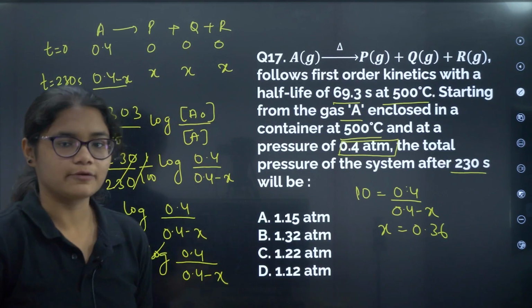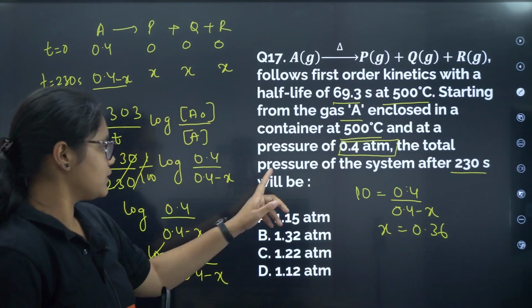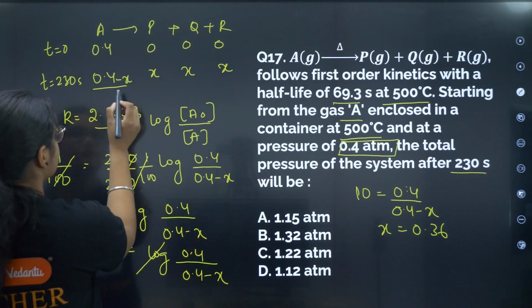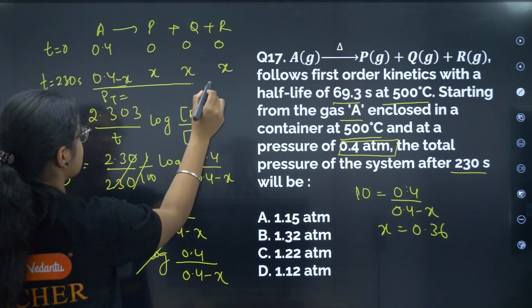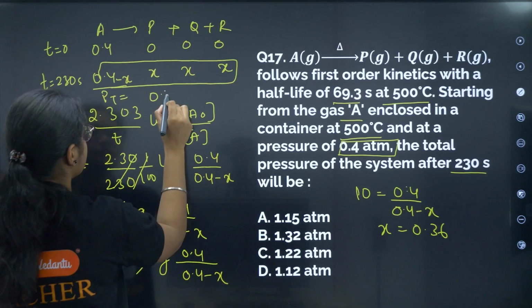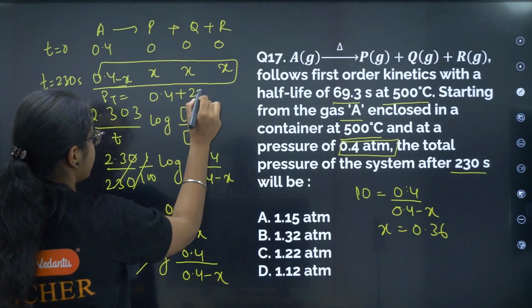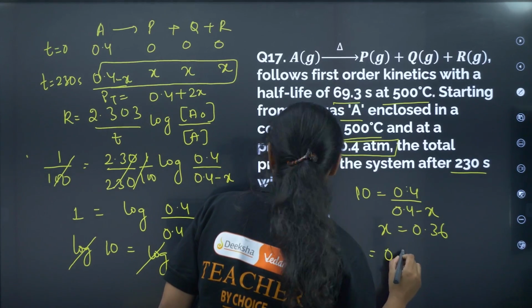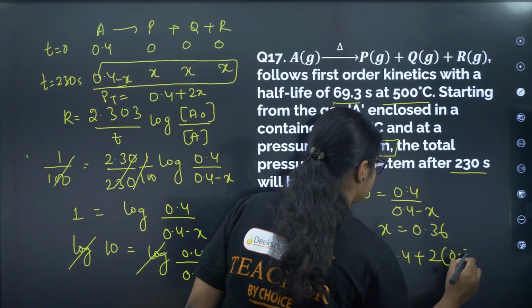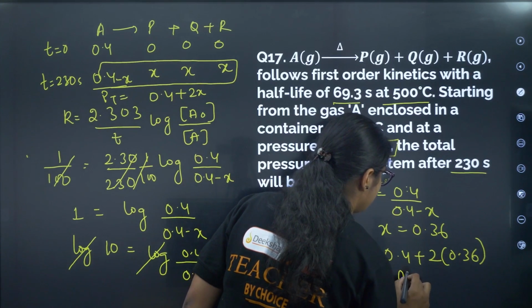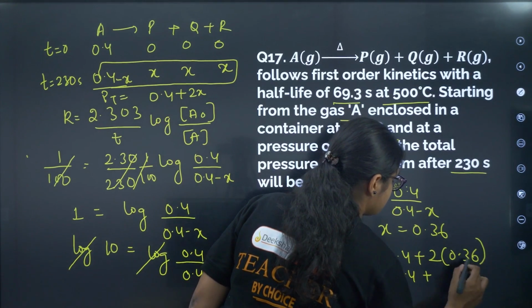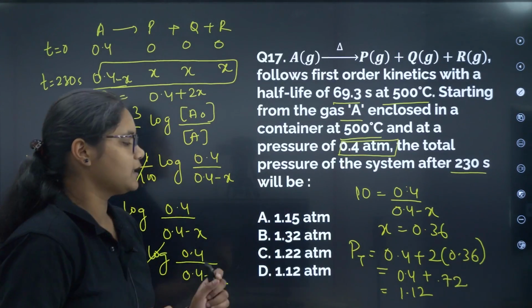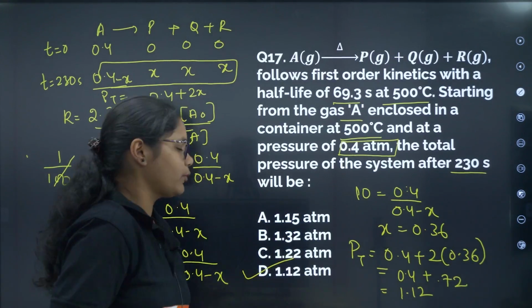But what is the point of calculating x here? So the question has asked you what is the total pressure after 230 seconds. So what is the total pressure after 230 seconds? P total will be this addition of all these pressures. So I'll get 0.4, x will get cancelled, 2x. So we can substitute x, so P total is equal to 0.4 plus 2 times 0.36. So 2 sixes are 12, if you add this, we'll get 1.12. So the correct answer for this question is option D, 1.12 atm.